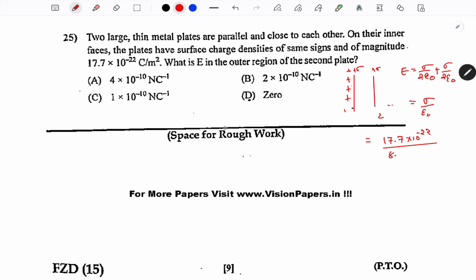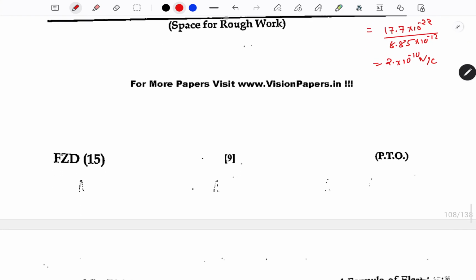Epsilon naught is 8.85 into 10 to the power minus 12. So answer is 2 into 10 to the power minus 10 Newton per coulomb. 2 into 10 to the power minus 10, option B. 0 not will be there.